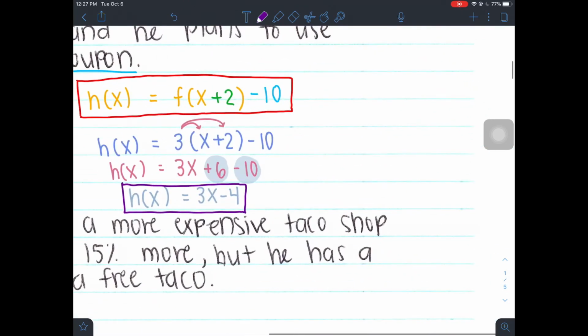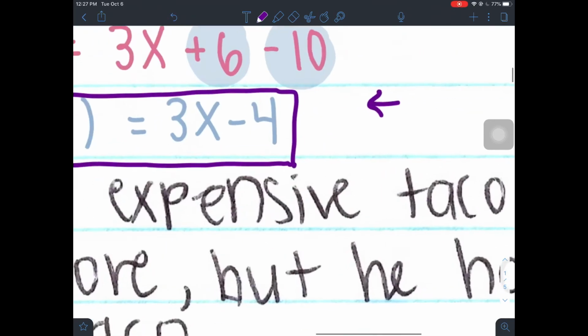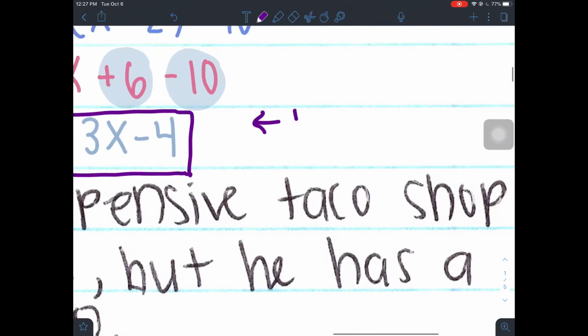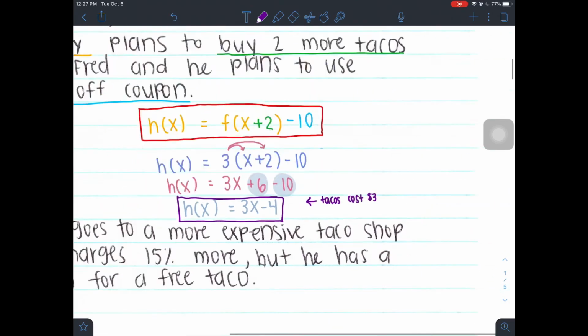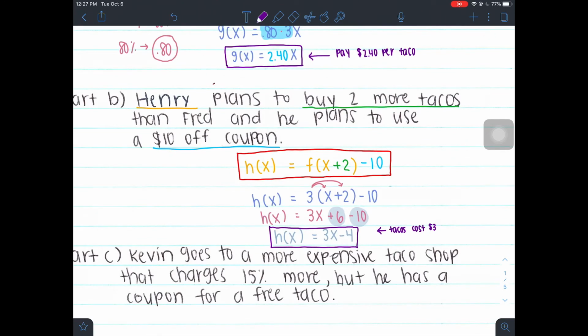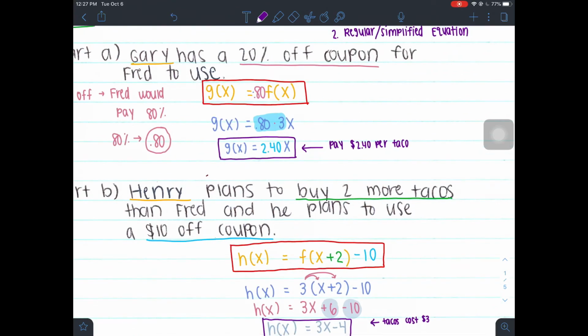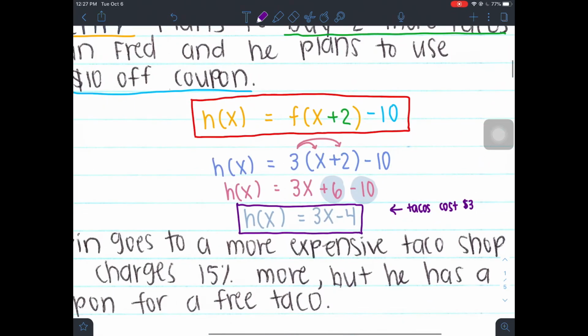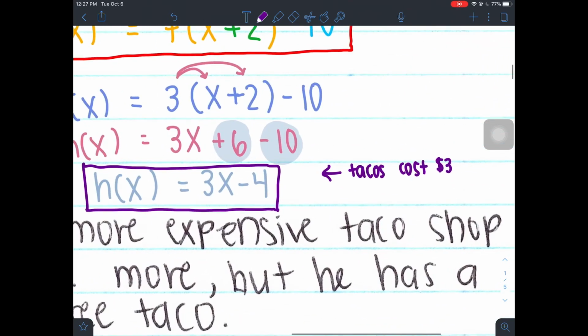So what does this mean, right? Well, what does the x represent? Remember, x represents the number of tacos, right? X is the number of tacos. So how much do tacos cost here? Tacos still cost $3. Right, they still cost $3, just like at the very beginning, because Henry doesn't have any taco percentage coupons, right? So his tacos are still the same price. Now, in Part A, we had a 20% off coupon for those tacos, so that's why the taco price dropped. Whereas in Part B, taco costs are still $3.